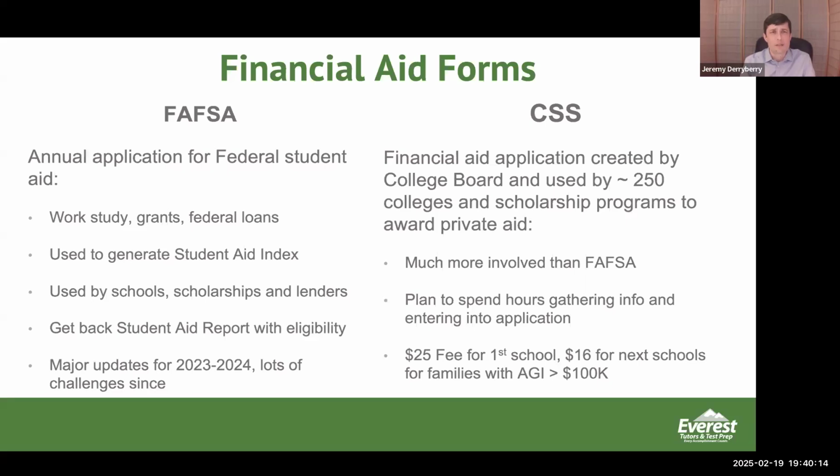And this is used by the federal government, the student aid office, to determine what types of federal aid you could get: work study, grants, or loans. It's also going to be used to generate the student aid index, and we'll talk about that in just a minute. But it's also going to be used by schools to determine the other types of aid that they can give you. It may also be used by outside scholarship organizations to determine if you have need.